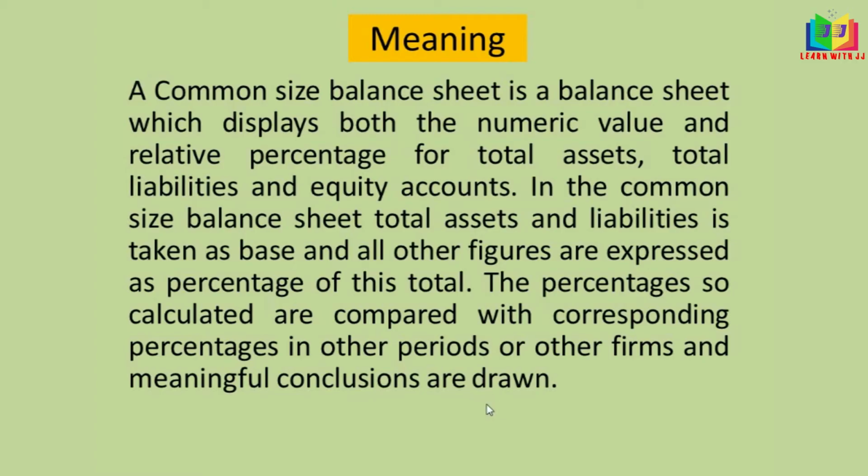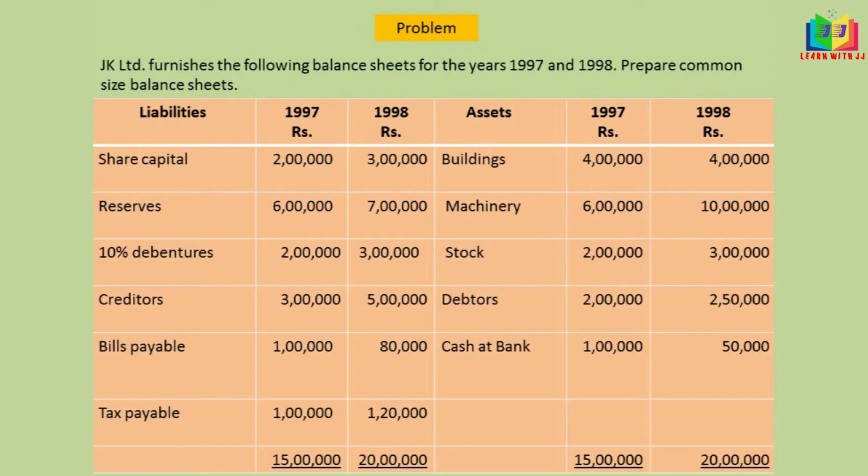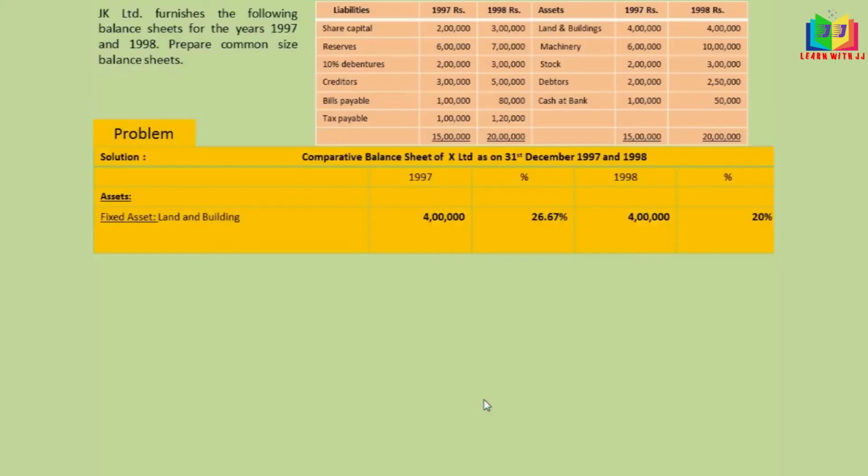Let's see one problem now. JK Limited furnishes the following balance sheet for the years 1997 and 1998. Prepare common size balance sheet. The balance sheet was given for the years 1997 and 1998. Using this we need to prepare the common size balance sheet. For different periods it's given. Let's see how to do this common size balance sheet.